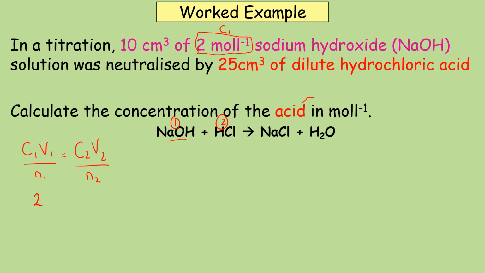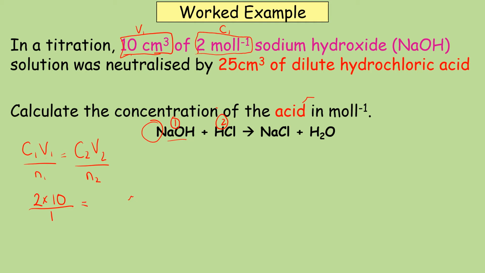The next one is, do I know V1? Do I know the volume of the sodium hydroxide? And again, yes, I do. 10 centimeters cubed, that is V1. So 10 goes in there. So it's 2 times 10 divided by the number that's in front of the sodium hydroxide in the balanced equation, because sodium hydroxide is number 1. So N1 is 1.